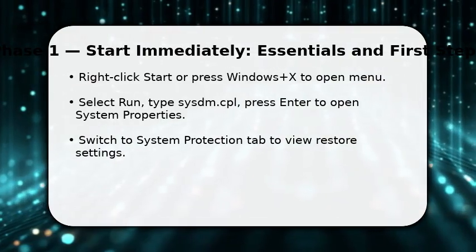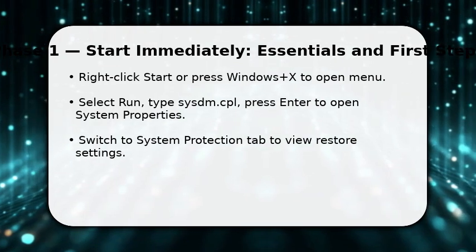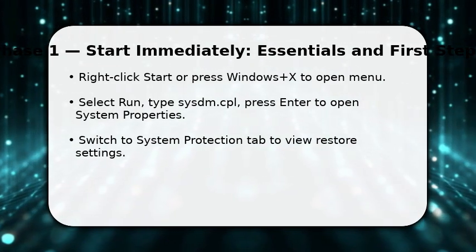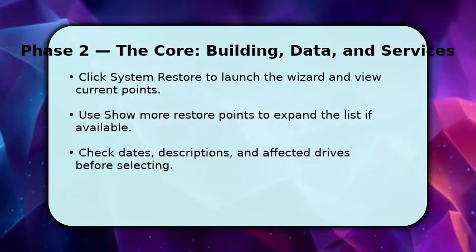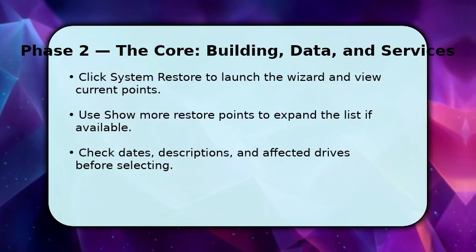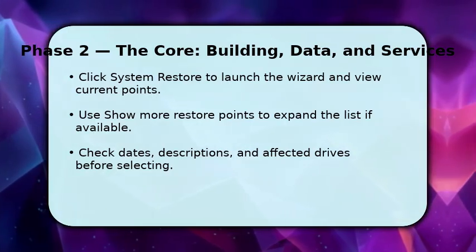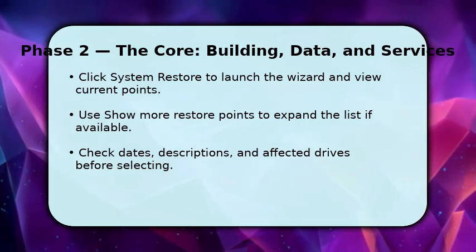This step shows which drives have protection enabled and provides the Create and Configure options, so you know where restore points live. Once you're on the System Protection tab, click the System Restore button to launch the wizard. This displays existing restore points and lets you inspect them. Make sure you click Show More Restore Points if the list seems short, because Windows sometimes hides older entries.